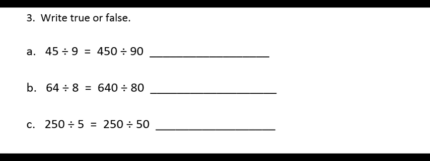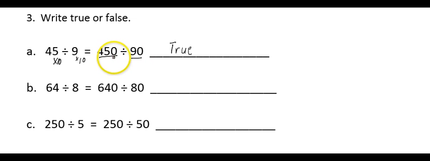Next we have some true-false questions. I'm actually going to come up with the true or false without completely working out each answer. Here's what I mean. The first one says 45 divided by 9 is equal to 450 divided by 90. I know this is true because if I take 45 times 10, I get 450. If I take 9 times 10, I get 90. So since I increased each number by 10, I know that I end up with the same answer. So it is true that 45 divided by 9 is the same as 450 divided by 90.